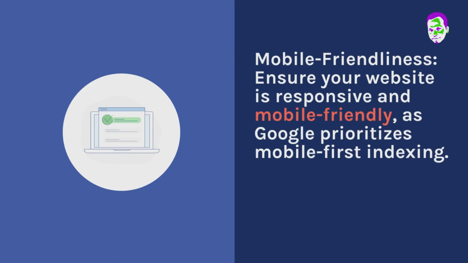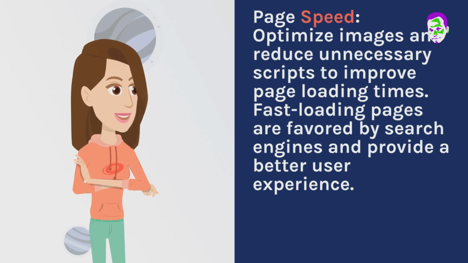Mobile friendliness. Ensure your website is responsive and mobile-friendly, as Google prioritizes mobile-first indexing. Page speed. Optimize images and reduce unnecessary scripts to improve page loading times. Fast-loading pages are favored by search engines and provide a better user experience.